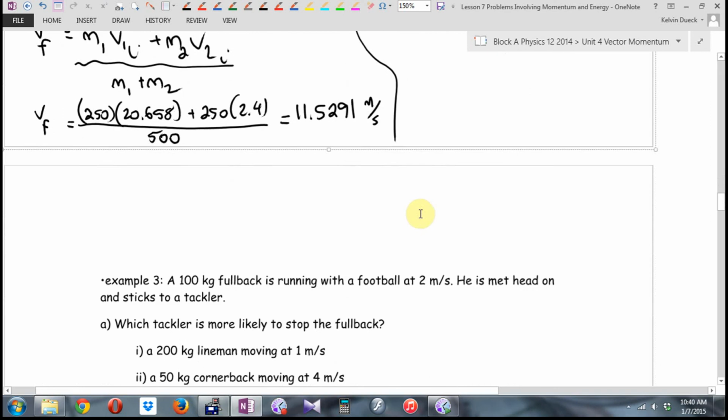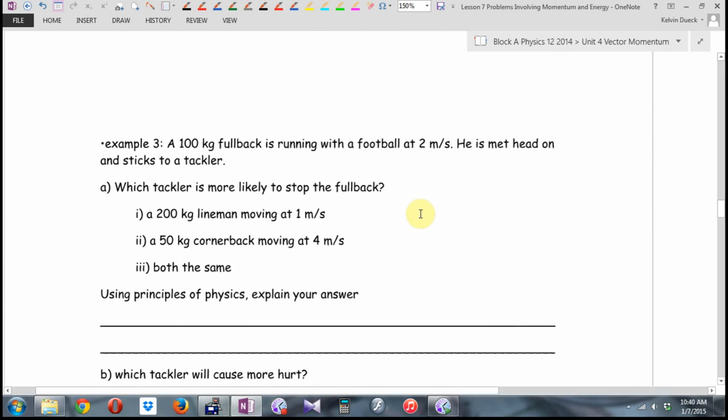Turn the page. Football. So for my football players, a 100-kilogram fullback, I made a nice round number, is running with a football at 2 meters per second. He is met head-on and sticks inelastic to a tackler. Which tackler is more likely to stop the fullback? A 200-kilogram lineman moving at 1 meter per second? A 50-kilogram cornerback moving at 4 meters per second? Or both the same? And convince me.